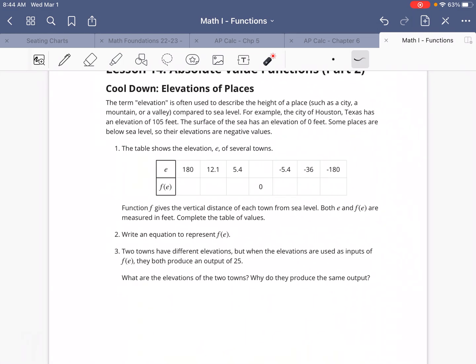So let's talk about this. The term elevation is often used to describe the height of a place, such as a city, a mountain, or a valley, compared to sea level. For example, the city of Houston, Texas has an elevation of 105 feet. The surface of the sea has an elevation of 0 feet. Some places are below sea level, so their elevations are negative values.